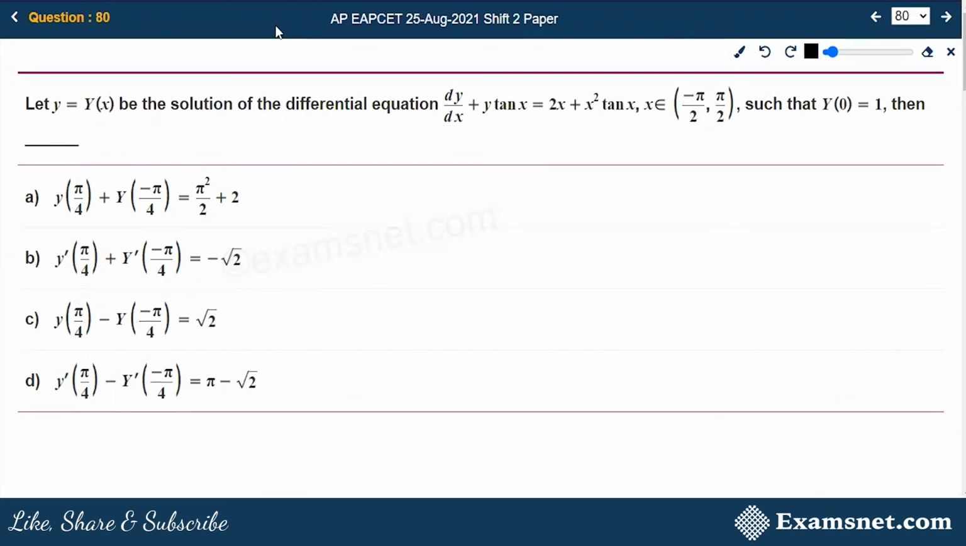Next question, question number 80. Let small y is equal to capital Y(x) be the solution of this differential equation, x belongs to minus pi by 2 to pi by 2, such that y(0) is equal to 1. So what type of equation is this? This equation is clearly a linear differential equation in y.